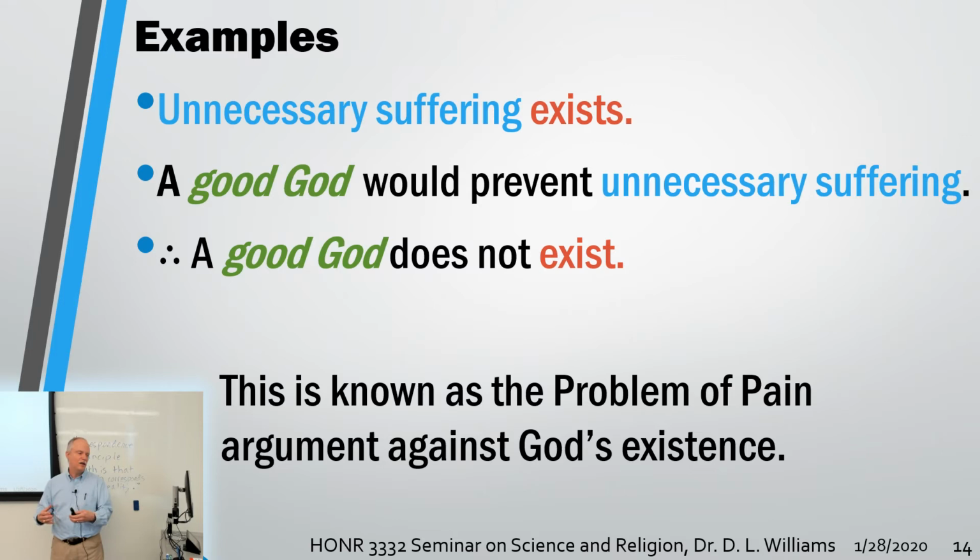So if the first premise is true, unnecessary suffering exists, we have to understand what unnecessary means, what suffering means, what existence means. So you could ask questions about all three of those words. A good God, what does good mean? What does God mean? Would prevent, how do we know what a God would do? And unnecessary suffering is present in this premise as well. And so then you would work your way through those premises, but if those premises correspond to reality, then the conclusion follows.